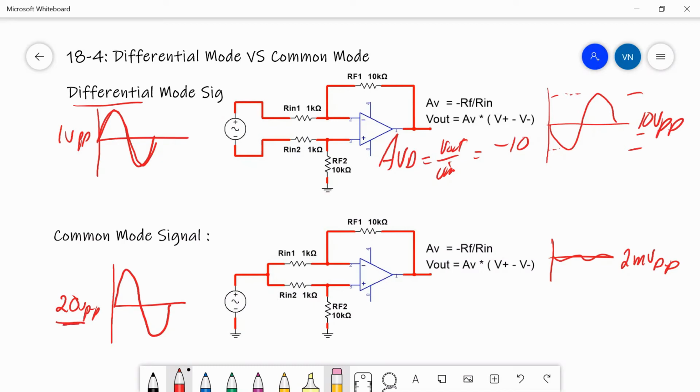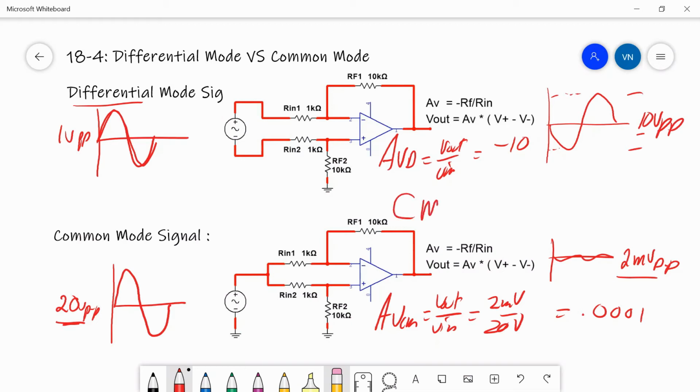So when we put in a large signal, let's say 20 volts peak to peak, we want to get something really small out, let's say 2 millivolts. So the AV common mode is V out over V in, which is 2 millivolts over 20 volts, which is 0.0001. And the ratio between those, how well it amplifies a differential signal compared to how well it rejects the common mode, is called the common mode rejection ratio.